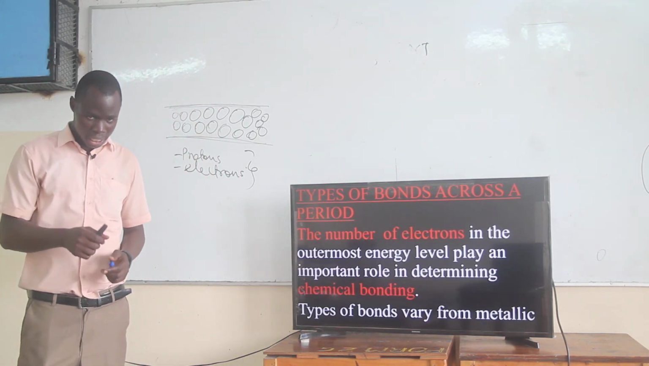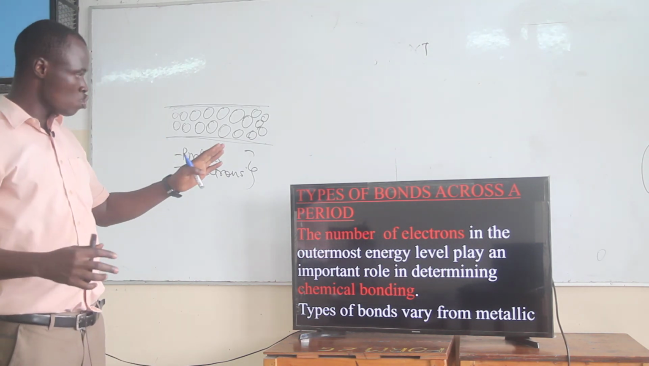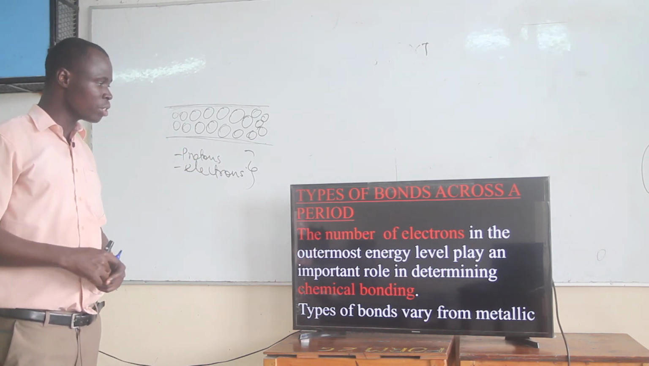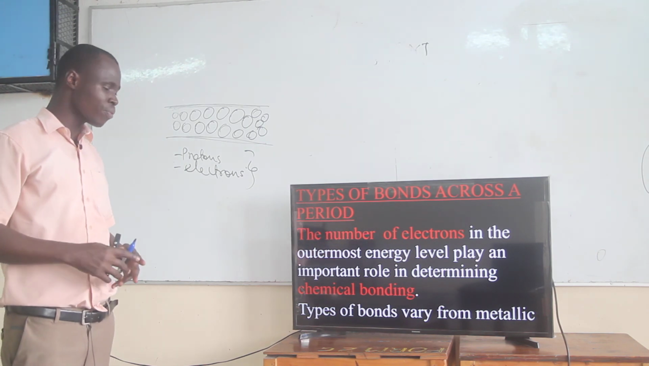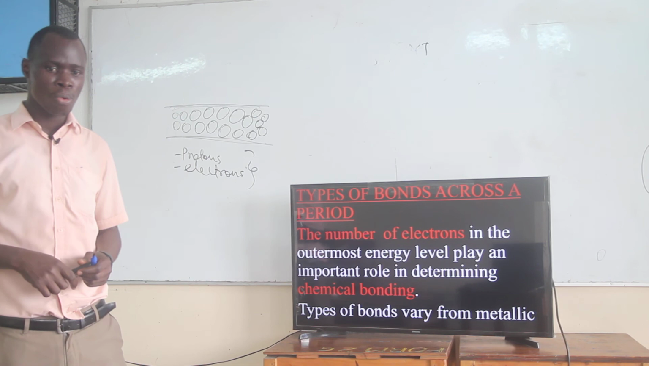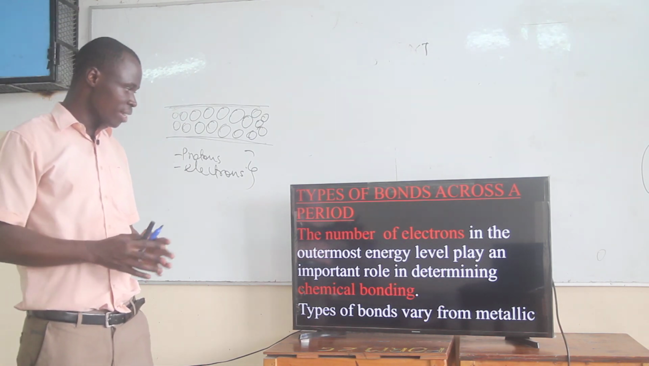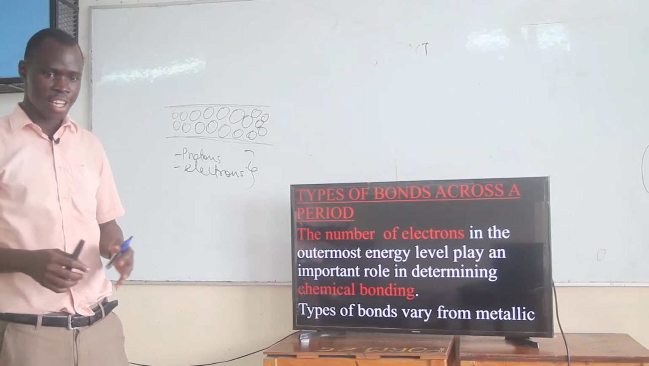Now, that being said, we are going to put a pause there on the metallic bond. So we are going to take a break, and when we come back, we are going to start discussing the types of bond across a period. Types of bond across a period, and the period we are going to be interested in here is period 3.